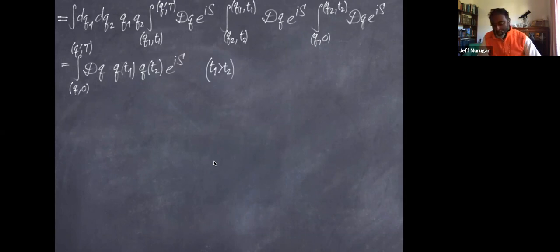As an exercise, I would like you to show that this result is completely unchanged if instead I had assumed that T2 was greater than T1.